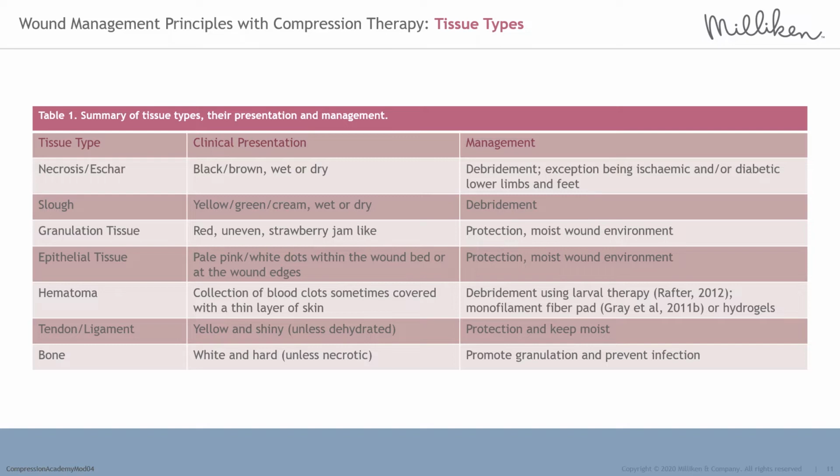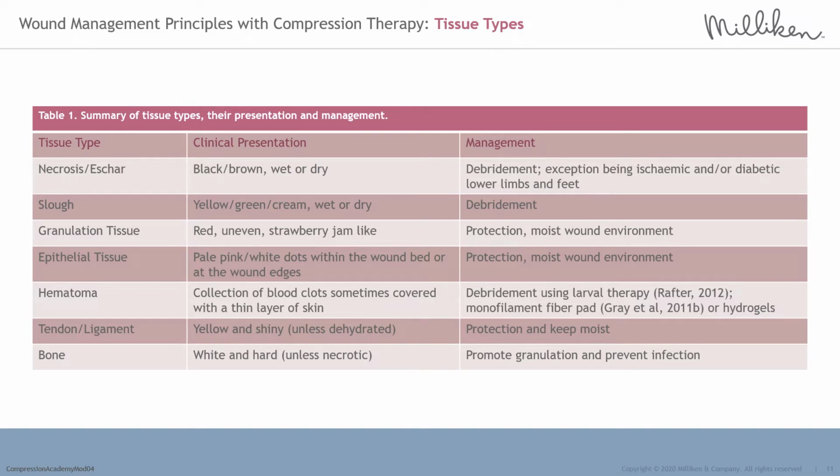Granulation tissue. Healthy granulation tissue usually presents as red and textured, strawberry jam-like in appearance. Beware of the beefy red, which may be indicative of unhealthy bioburden granulation tissue, requiring a different management strategy such as antimicrobials. Management strategy for healthy granulation tissue is that of protection of the newly formed tissue with fragile young capillaries and cells. Moist wound environment to aid cellular turnover and prevent desiccation.